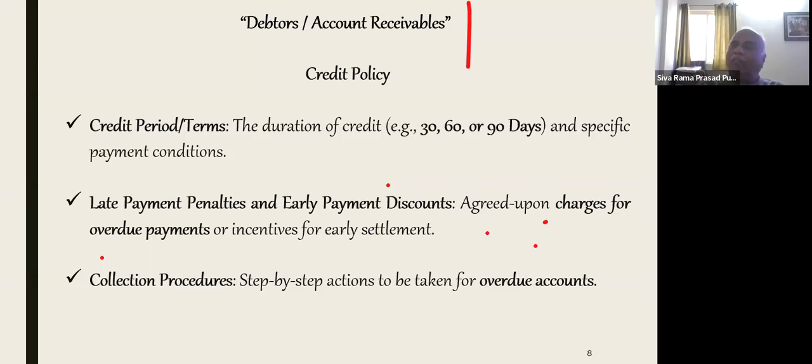Finance department, after marketing is over, they have to recover the amount on due dates and specify the payment conditions. Some payments, okay, we will provide credit, no problem. On receiving the goods, 10% cash, remaining 90% in 30 days, or 50% cash. All these things are defined clearly in the credit policy. Late payment penalties and early payment discounts are also agreed upon: the charges for overdue payment or incentives for early settlement.